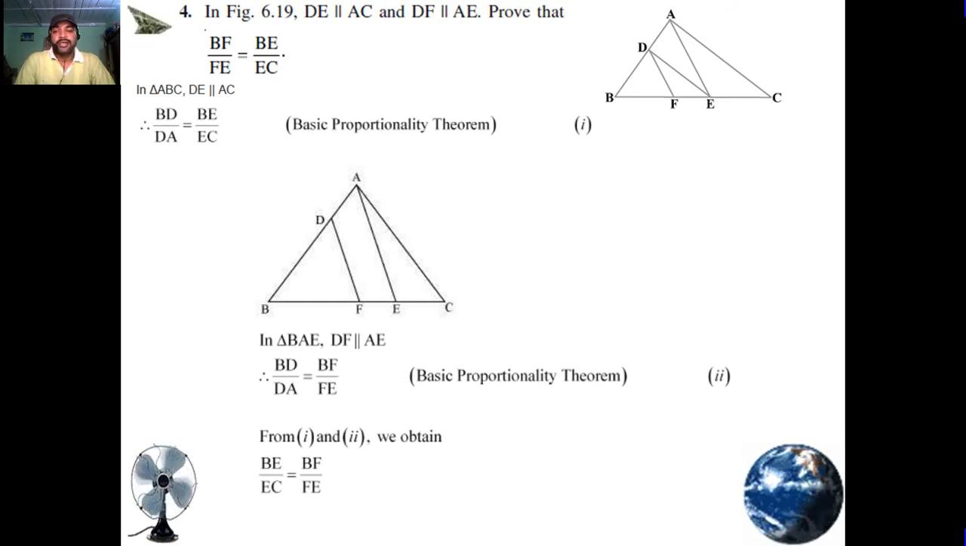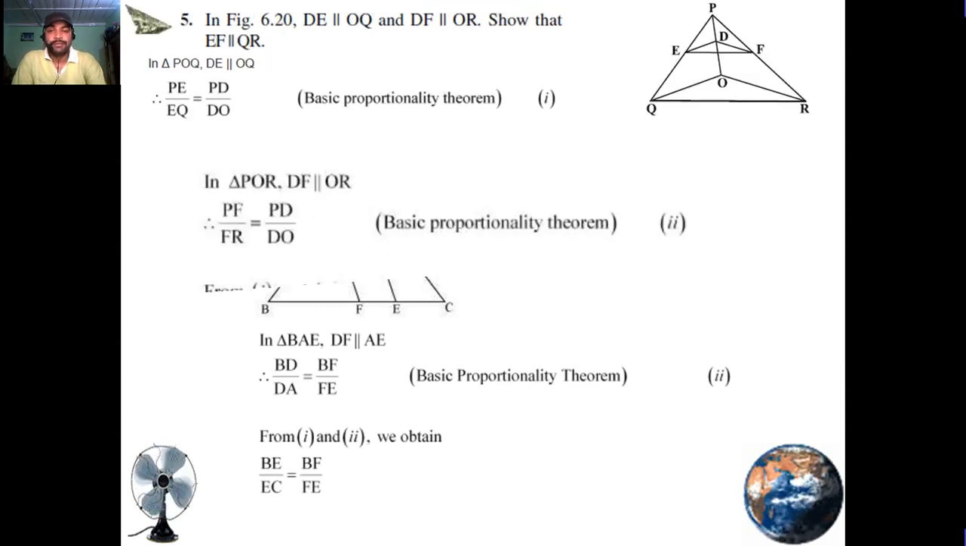Here is the triangle. In triangle BAE, DF is parallel to AE. BD upon DA is equal to BF upon FE by basic proportionality theorem, equation number 2. From first and second, we obtain BE upon EC is equal to BF upon FE.